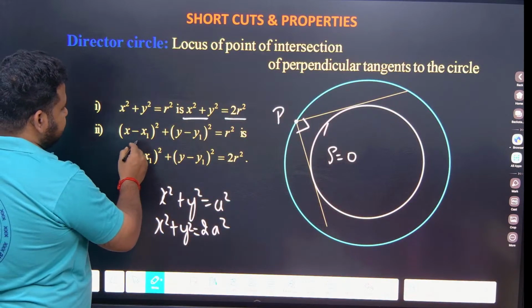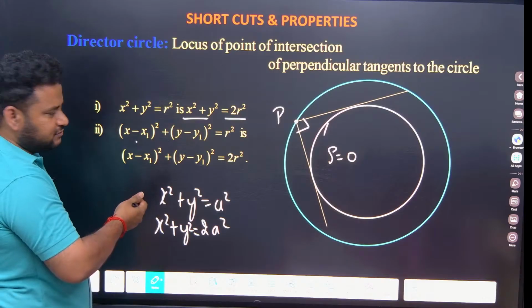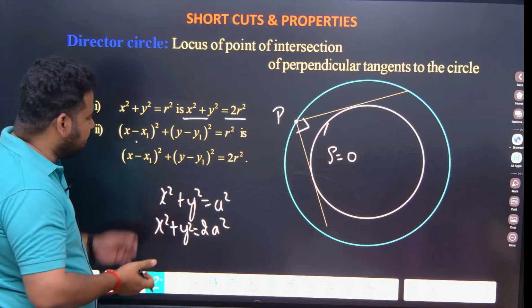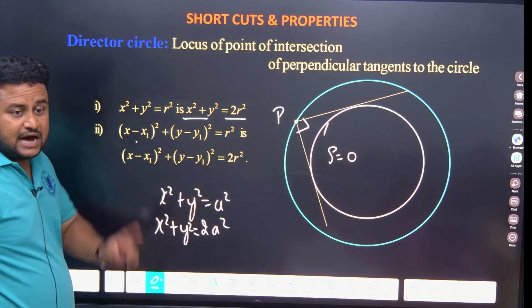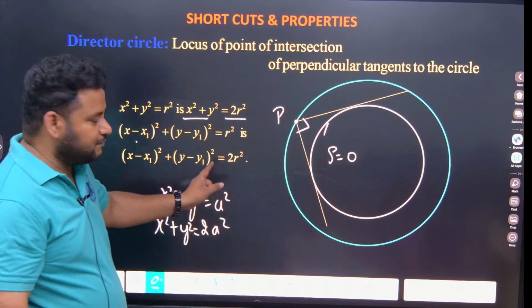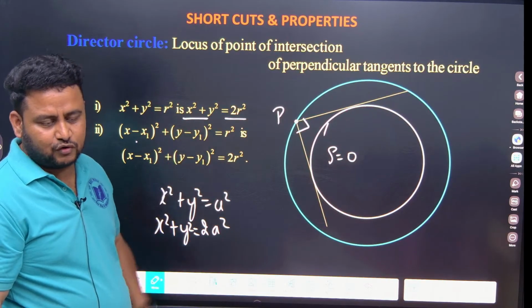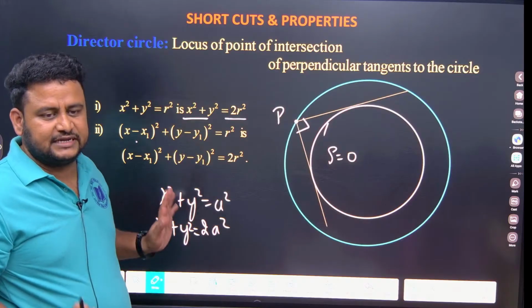If it is x minus h whole square plus y minus k whole square is equal to r square, for the director circle the same thing you have to write, but the right side will become 2r square. r square will remain r square only, and the answer will become 2 times r square. Suppose r square is equal to 4. For the director circle it will become 2 into 4, 8, that's all.